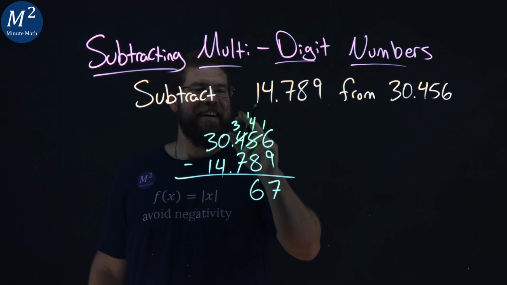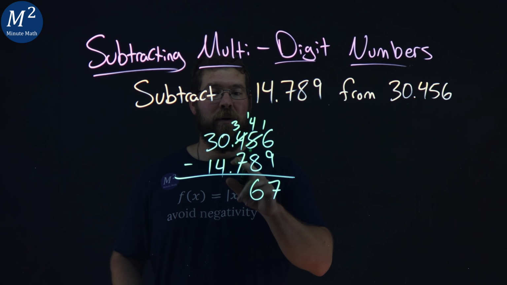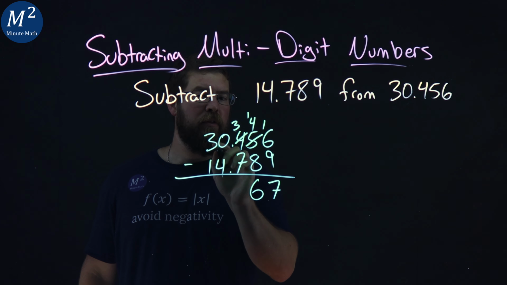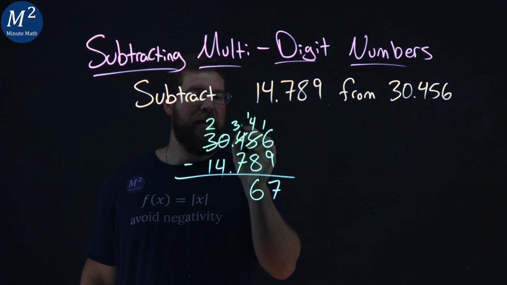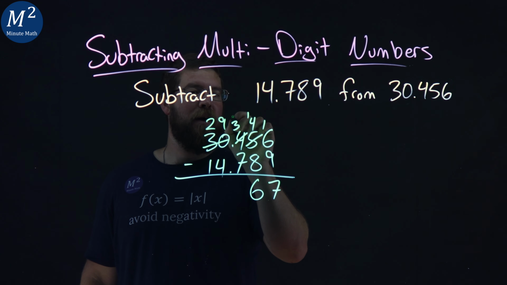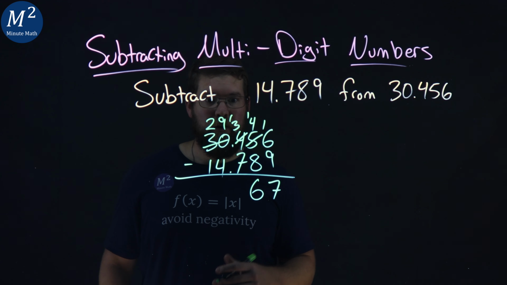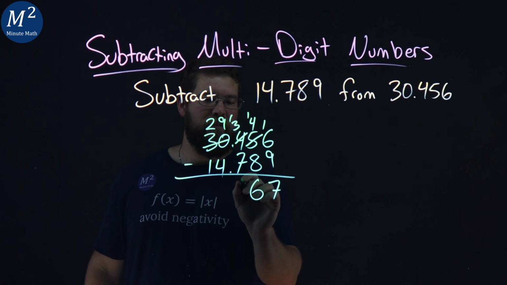Now again, 3 minus 7, we can't do that. We've got to pull from the 0. Can't pull from that. We're going to pull from the full 30, which is a 29. Carry that 1 over right there to bring that 30. Now 13 minus 7 we can do, and that is also a 6.